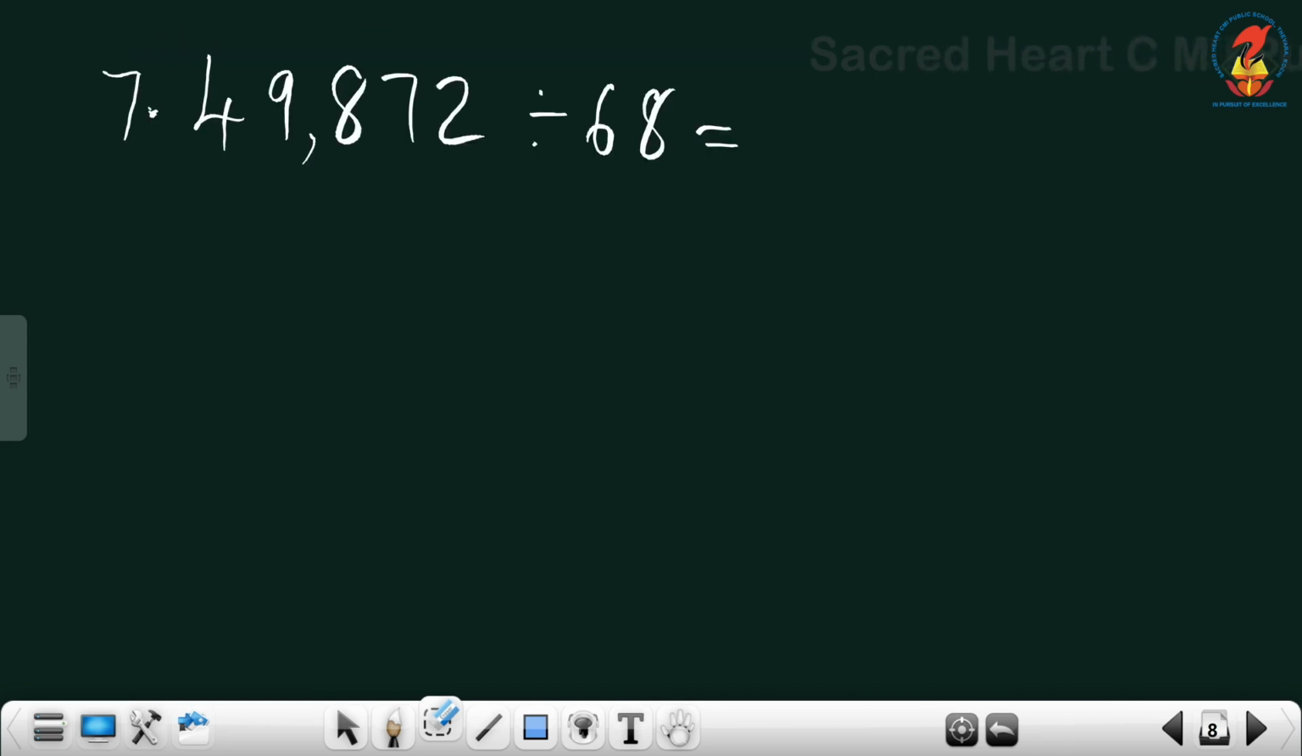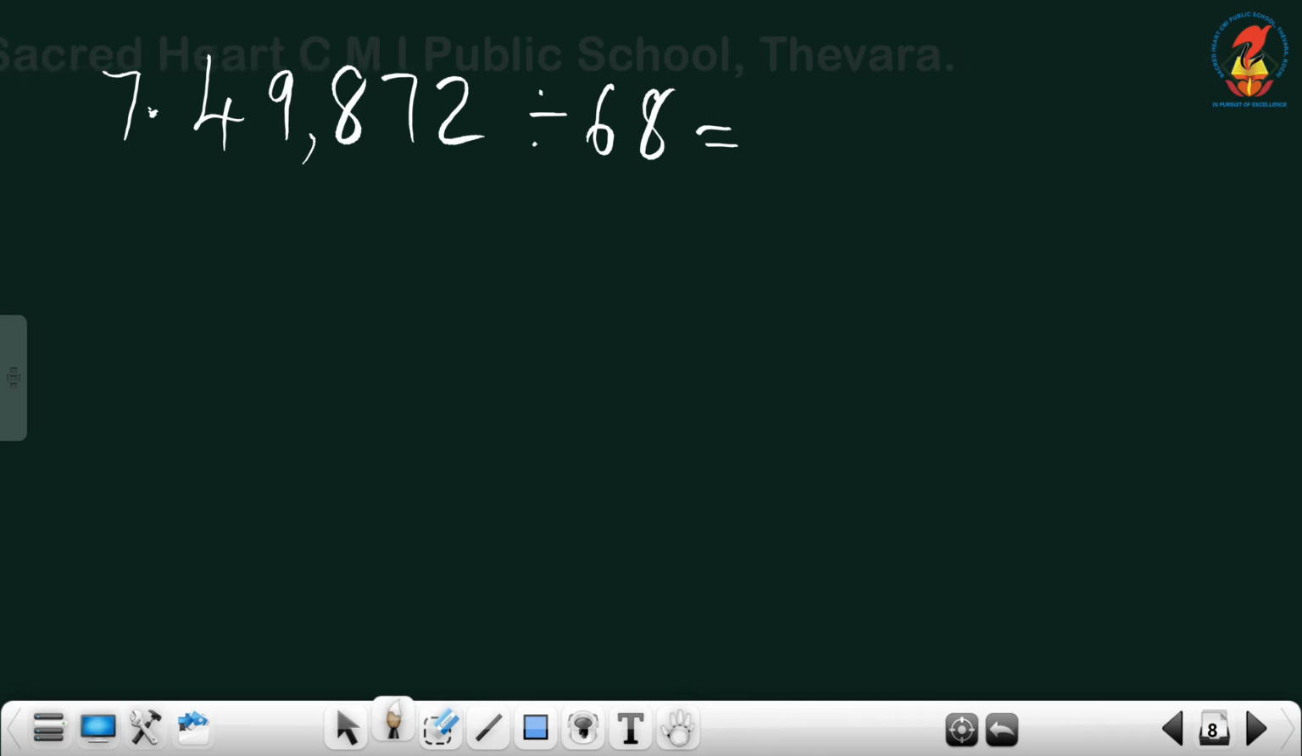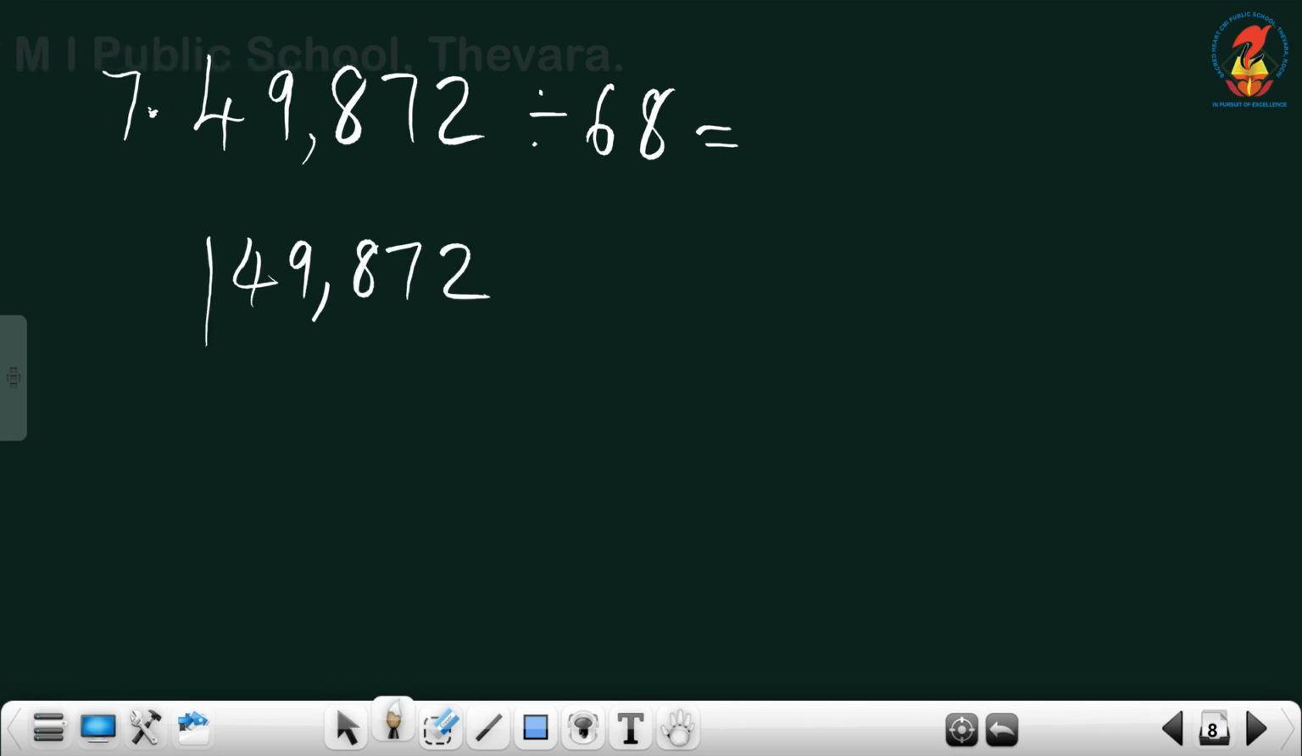Okay. Write the next. 49,872 divided by 68. That I will give. 49,872 divided by 68. Okay, here 4 is less than this. So I need to consider 49. Again 49 is also less than this. So I need to consider what?